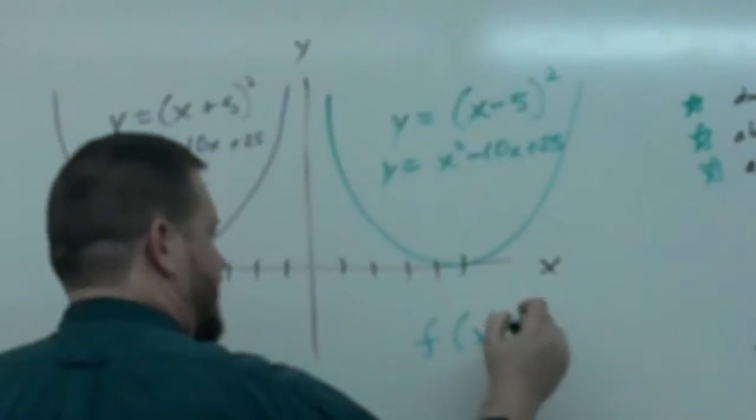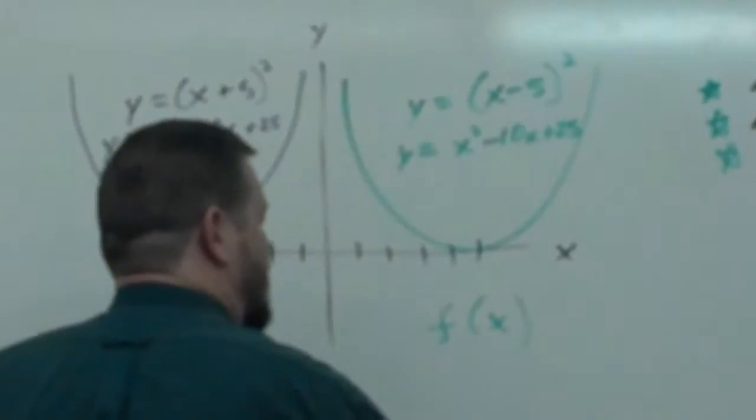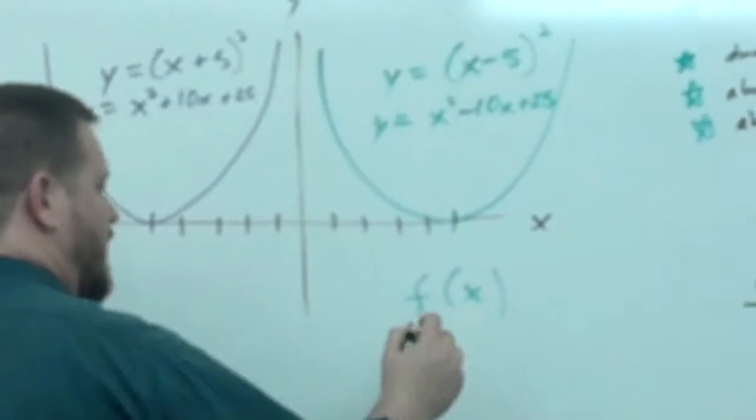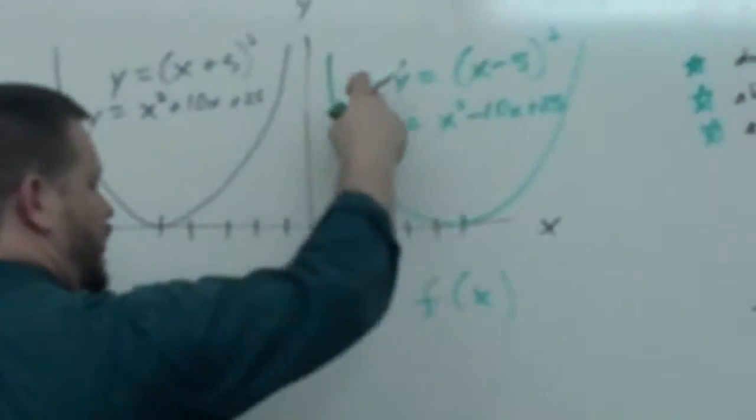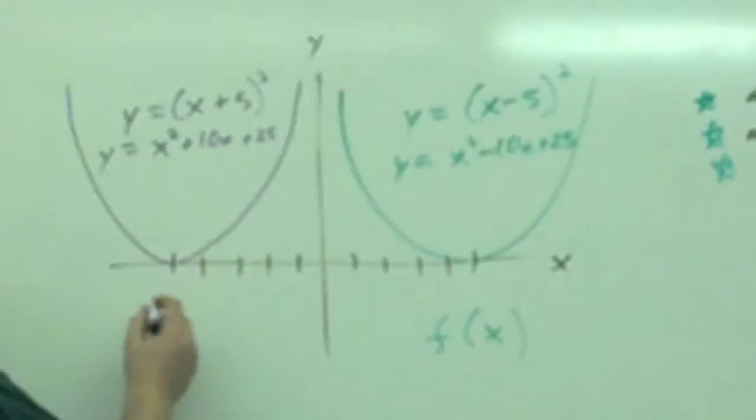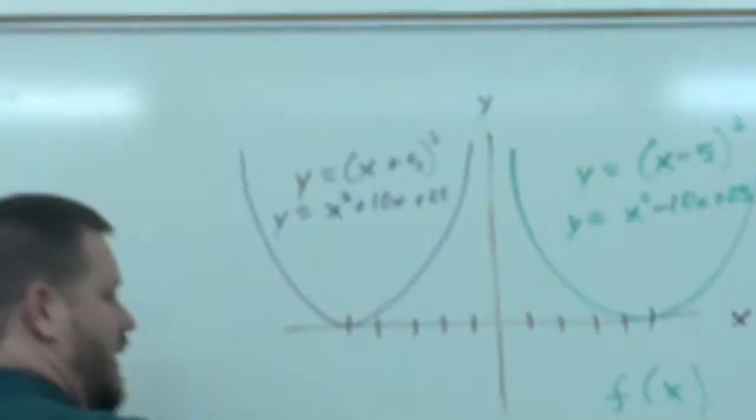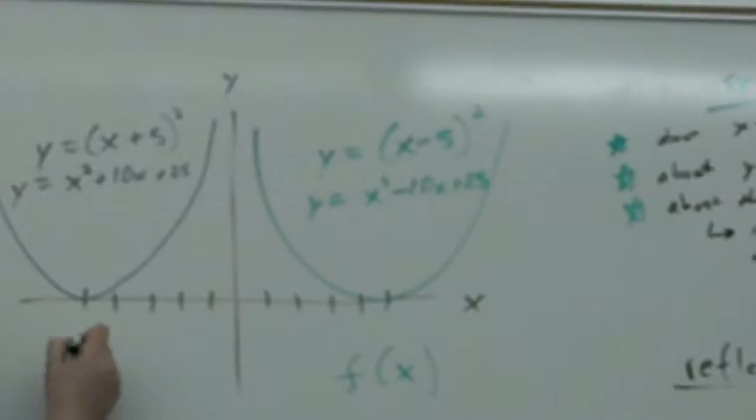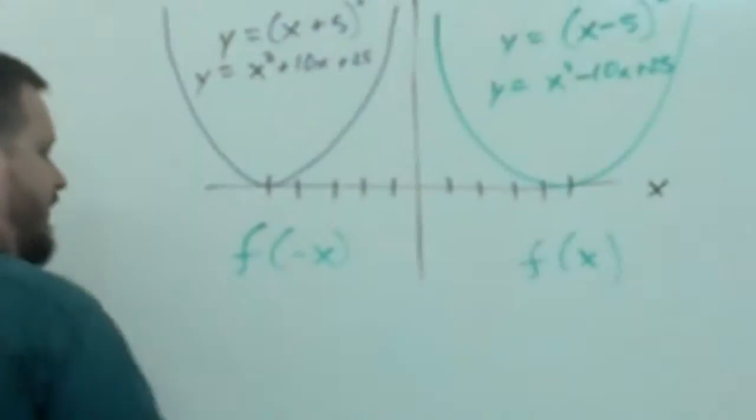Let's consider this. Instead of calling this y, let's call this f of x. Now, what would happen if I take this and plug in negative x?